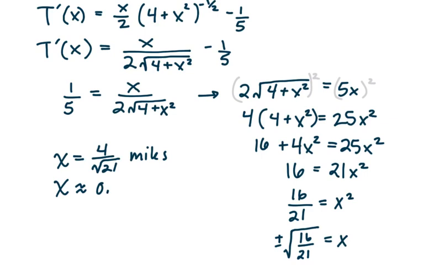approximately 0.87 miles. So what this means to us is that Jane is going to row her boat approximately 9/10 of a mile down the coastline from where she's situated, and then she's going to get out and walk the remaining 5.1 miles. Recapping what I did here once I had my derivative.